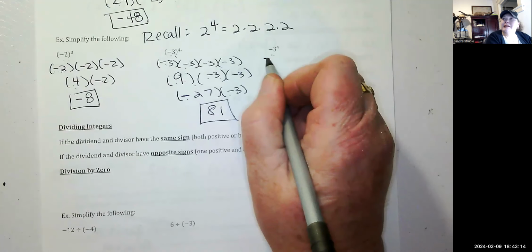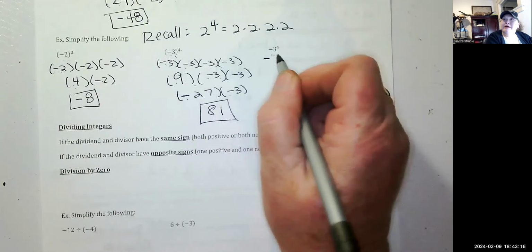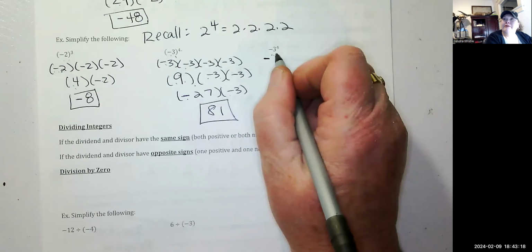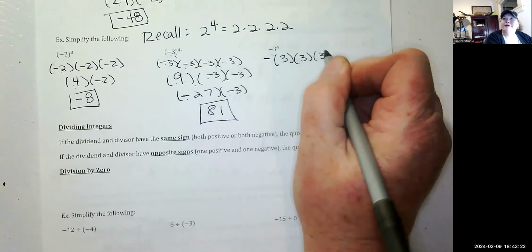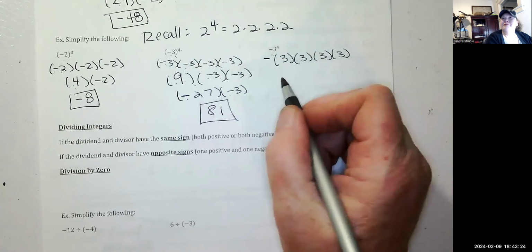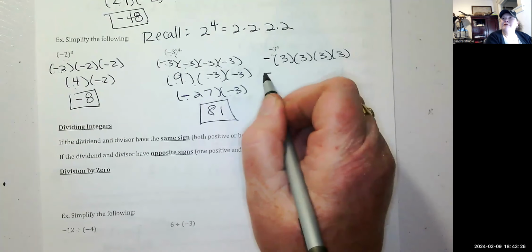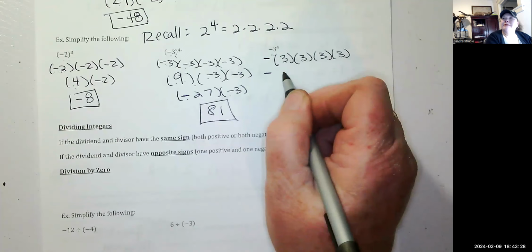So I'm going to pull that negative out. And then I've got 3 times 3 times 3 times 3, because there's 4 of them. I'm going to bring my negative down. 3 times 3 is 9. They're the same sign, so positive.